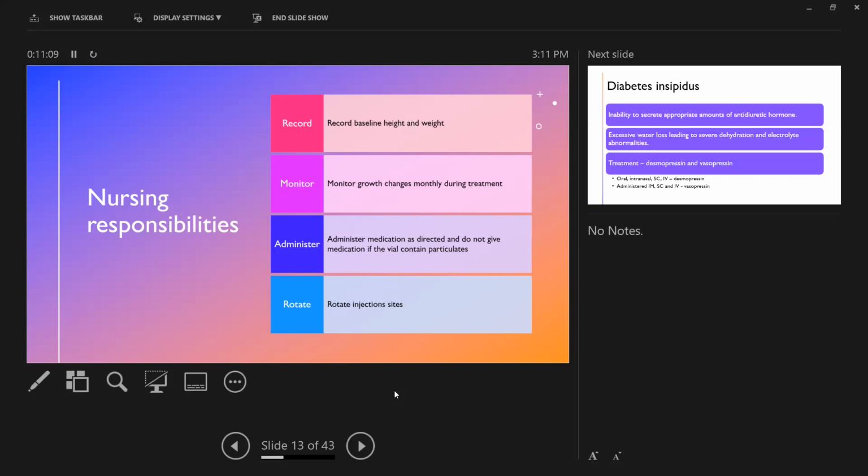Take the vial and shake it. If it has particulates in it, don't give the medication. That means either the vial is contaminated or the protein has precipitated, in which case it's no good. And then rotate injection sites as needed. And don't inject too close to a scar or the umbilicus. And make sure if you administer the drug subcutaneously that the patient doesn't rub it afterwards.